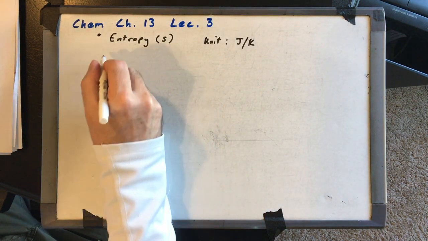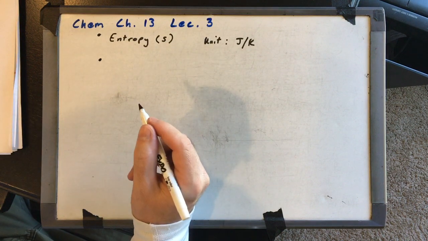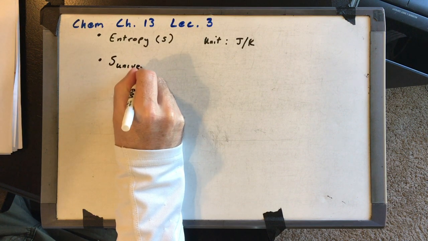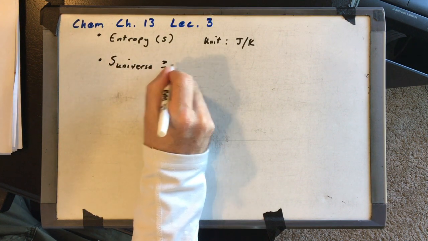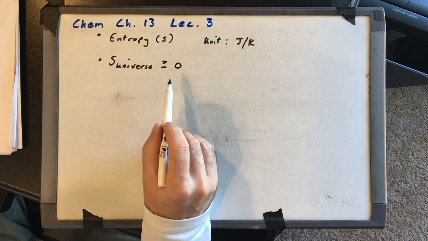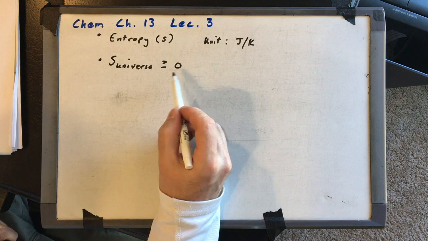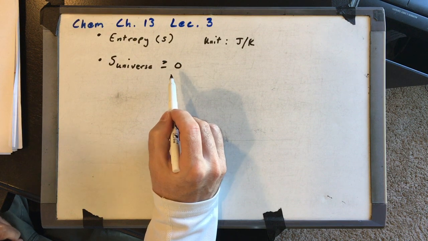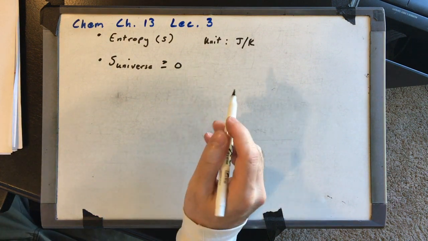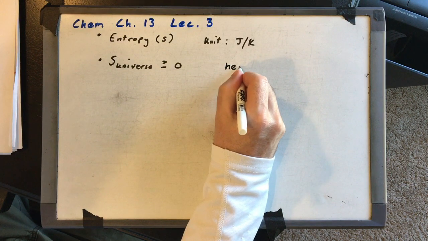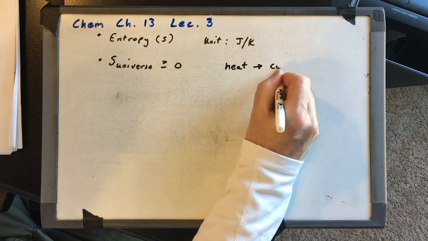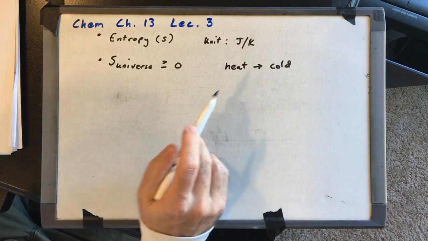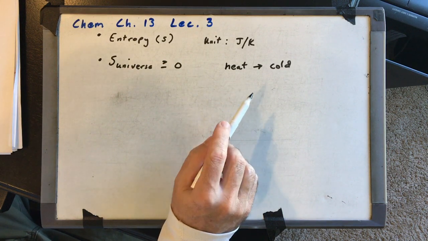Okay, the main entropy equation, and you're not going to be using this in any math problems, but it's the entropy of the universe is greater than or equal to 0. That means that the universe is increasing in disorder or staying the same, okay? The universe is not getting more ordered, it's getting more disordered. Ultimately, what that means is that heat is traveling to cold. So the heat in the universe is traveling to the cold part of the universe, and so ultimately that's what it means.